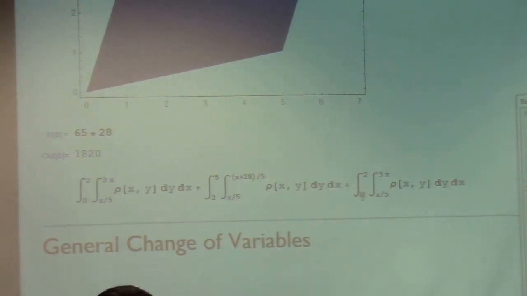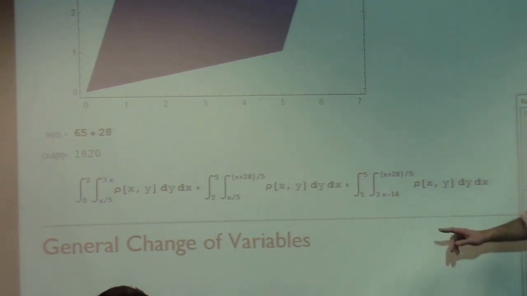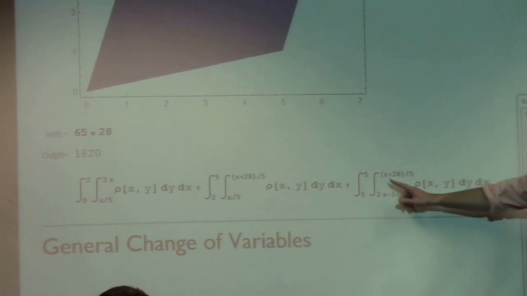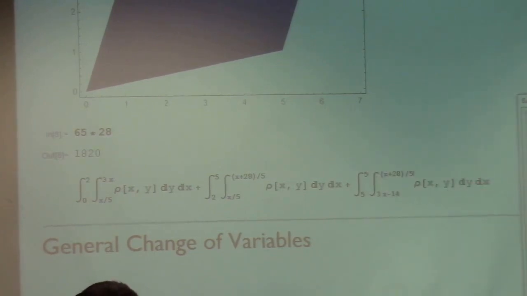Over here, let's see, x goes from 5 to 7. Y goes from 3x minus 14, once again, up to x plus 28 over 5. Did you get everything right? Where are you saying? 5 to 7. 5 to 7. Is that the only mistake?